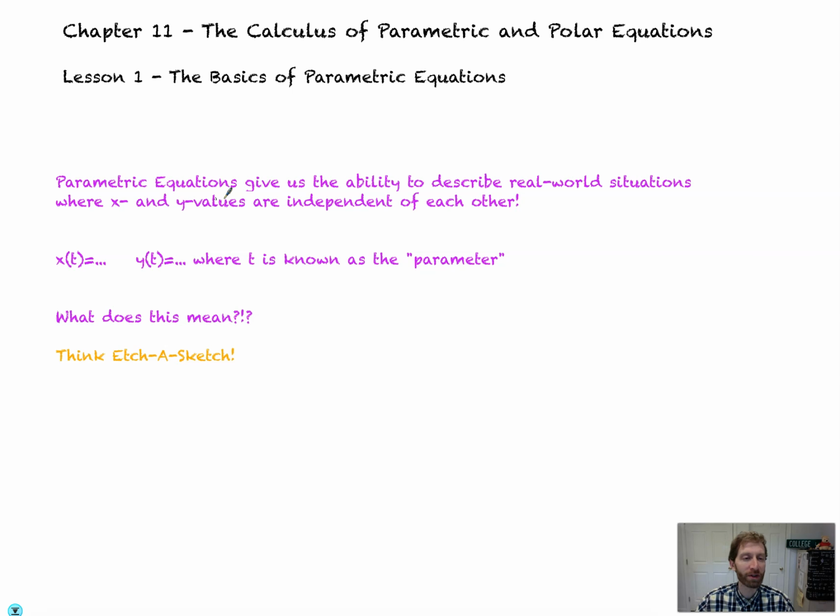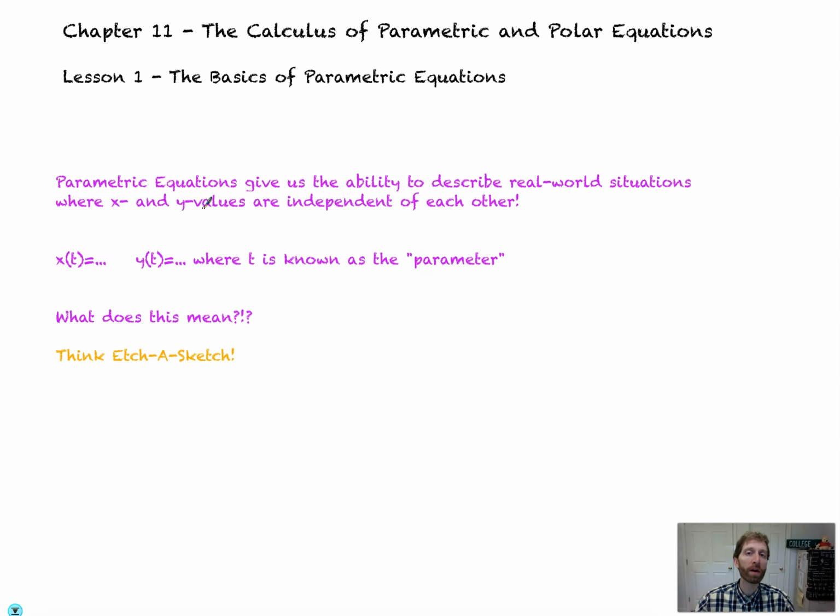Let's check this out. So number one, what is a parametric equation? Kind of written it out for you. What does it do for us? Parametric equations give us the ability to describe real-world situations, or non-real-world situations if you like, where the x and y values are completely independent of each other.